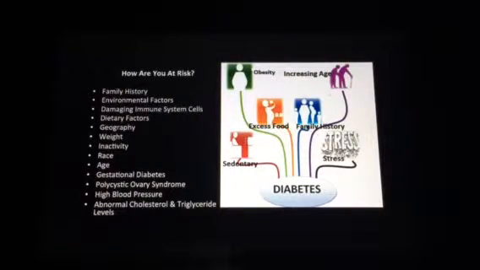In dietary factors, this includes low vitamin D consumption. Early exposure to cow's milk or even cow's milk formula can also cause diabetes. Where you live also matters. Certain countries, such as Finland and Sweden, have a higher rate of type 1 diabetes.